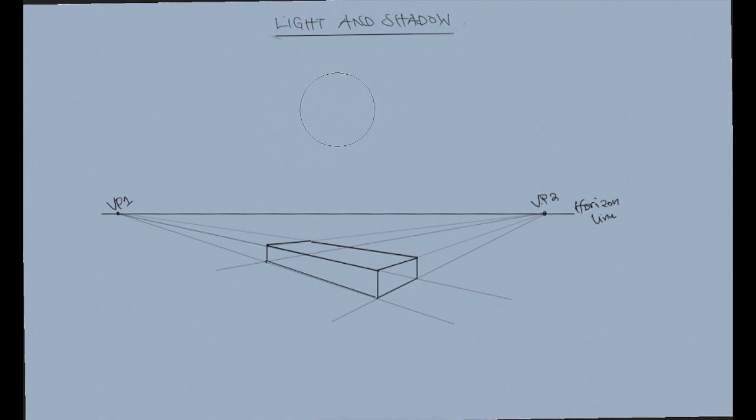Let's imagine a light source somewhere here. Next up, we're just going to imagine a straight line that goes from the light source and touches the horizon line. So in this case, this is again the sun or the moon. This is not a candle on a table.